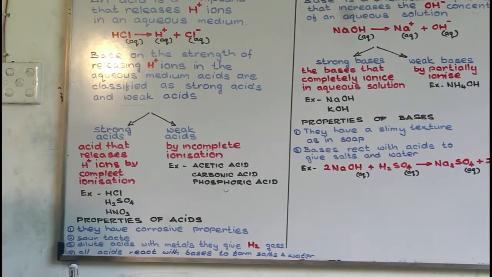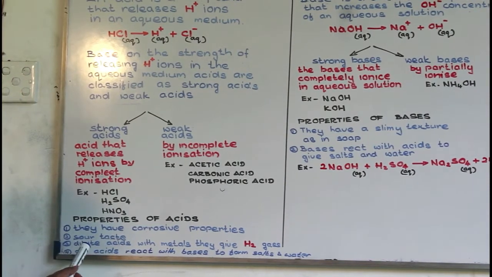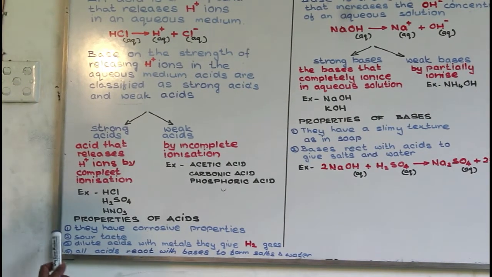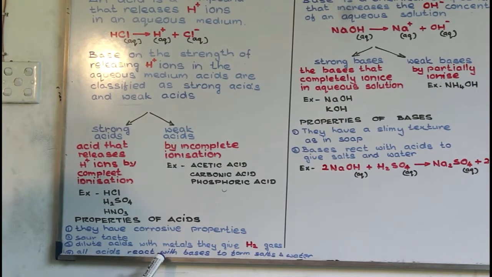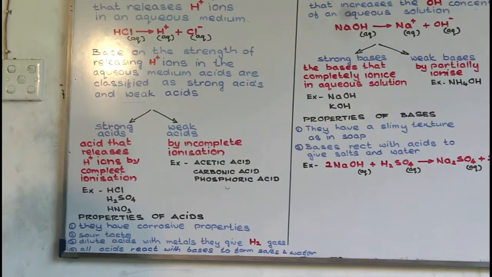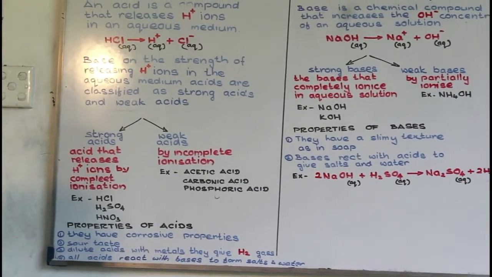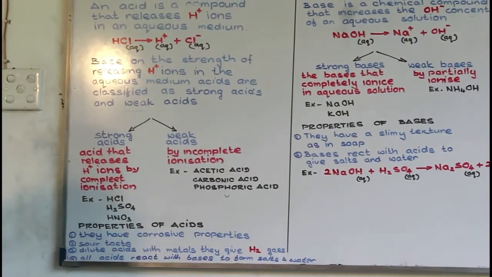Their taste is sour. Then dilute acids react with metals and give hydrogen gas. When we put some metals into these dilute acids, they give hydrogen gas. You know how to identify hydrogen.